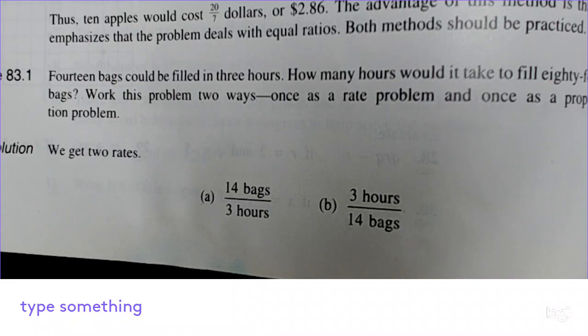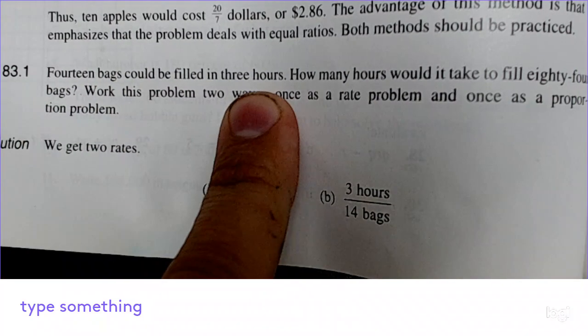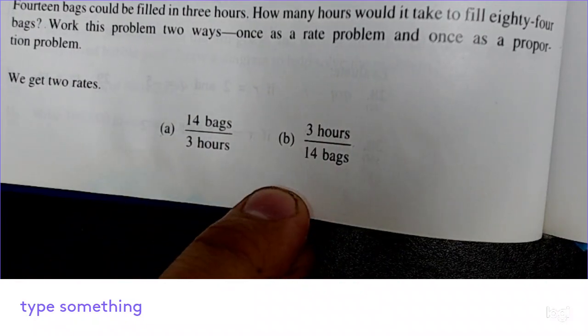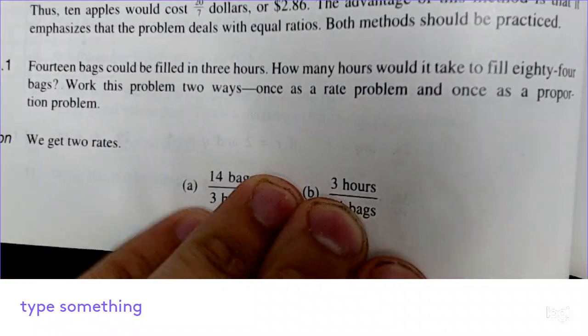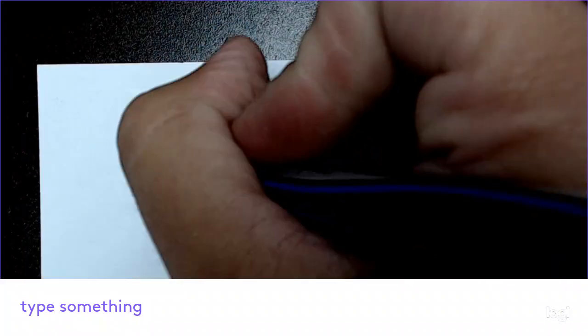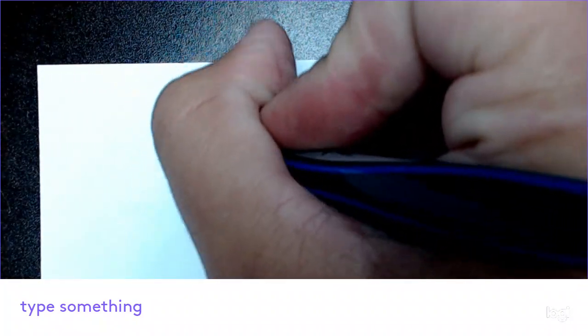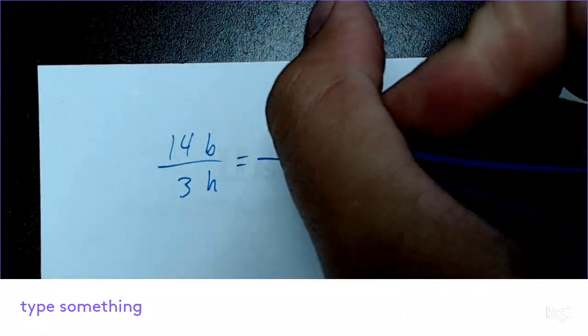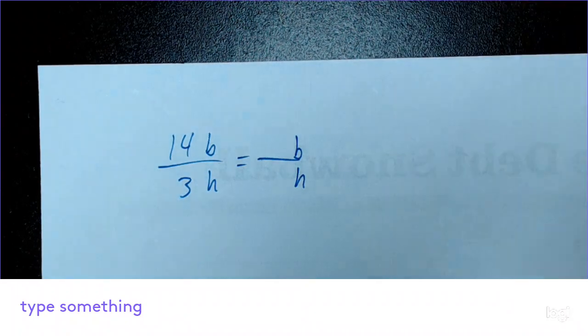All right. So we see in this example, it says 14 bags can be filled in 3 hours. Typically, we would write that as rates of 14 bags, 3 hours, 3 hours, 14 bags. We're just going to make that the first half of our proportion. So we got 14 bags, 3 hours. So I'll go over to my work paper, and I'm going to write 14b in 3h. Okay, and that's going to be equal to another number of bags and another time of hours.